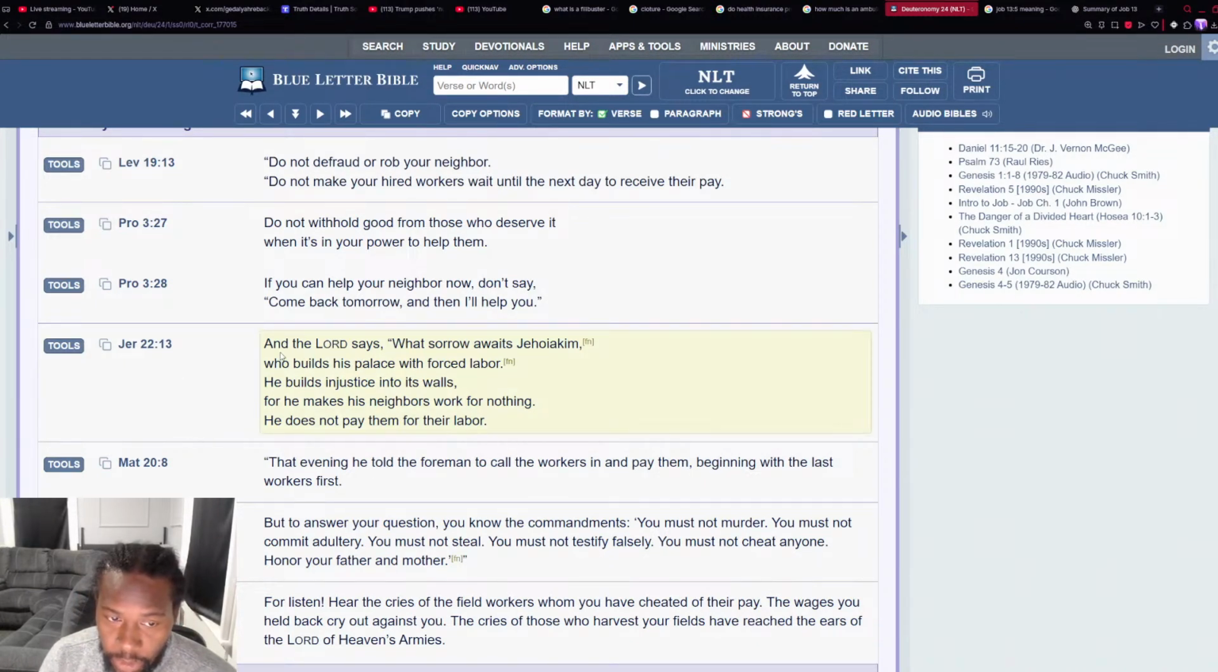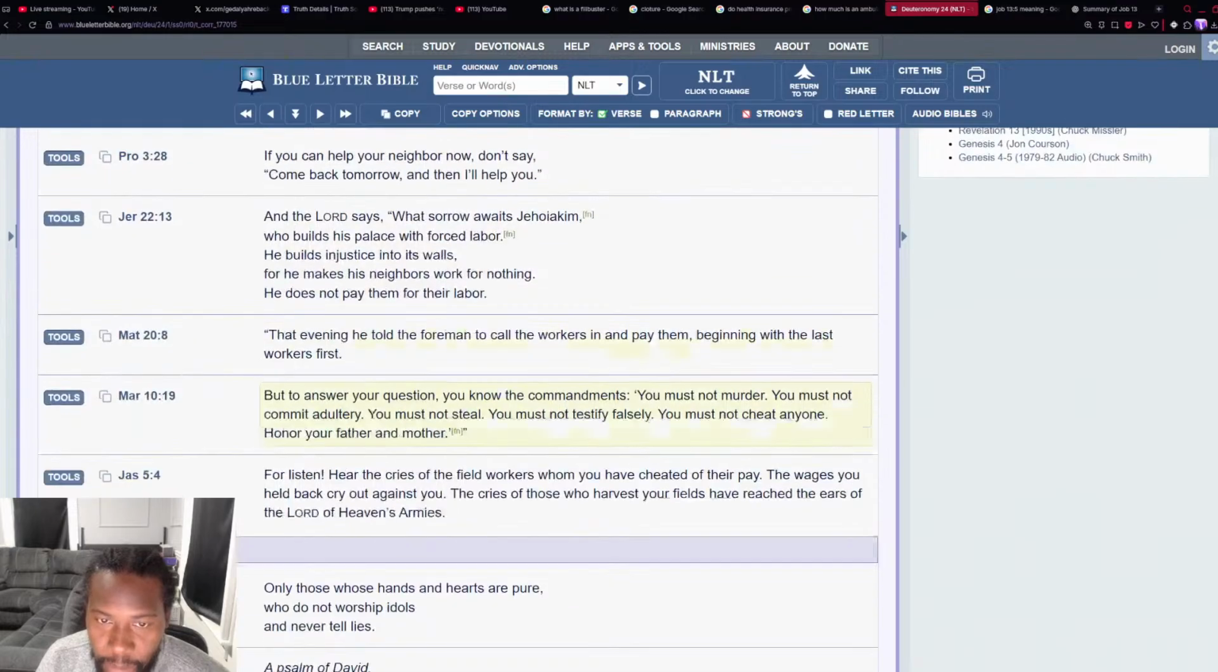Jeremiah 22:13 in the NLT. And the Lord says, what sorrow awaits Jehoiakim, who builds his palace with forced labor. He builds injustice into its walls, for he makes his neighbors work for nothing. He does not pay them for their labor. And you're like Jehoiakim. You ain't paying them for their labor.